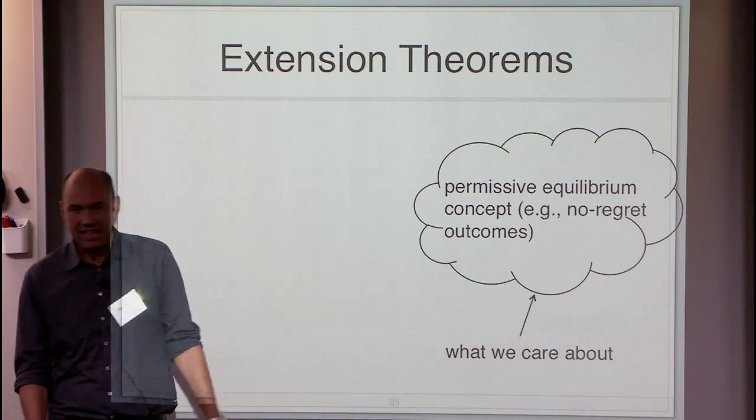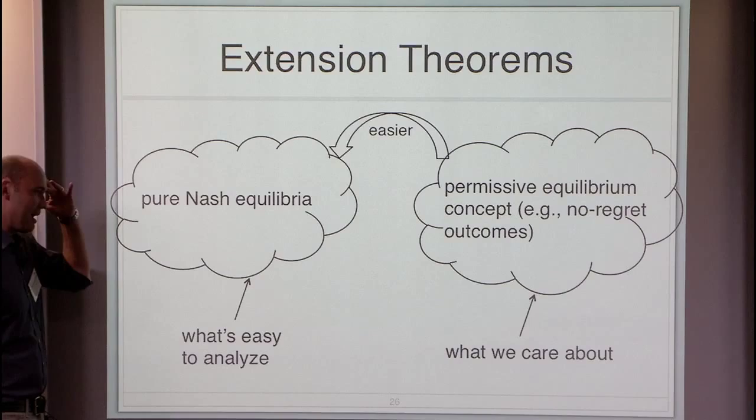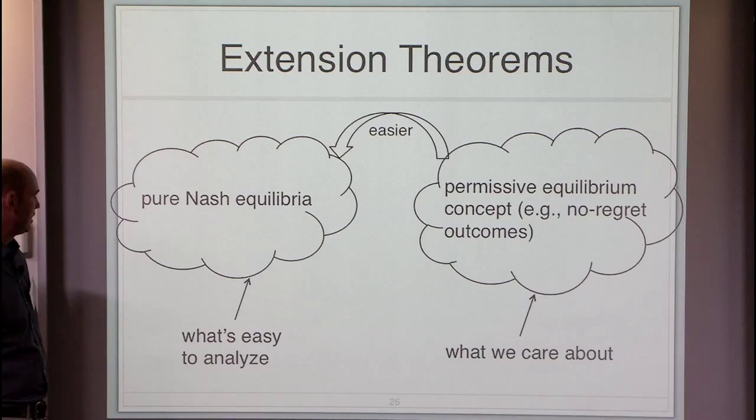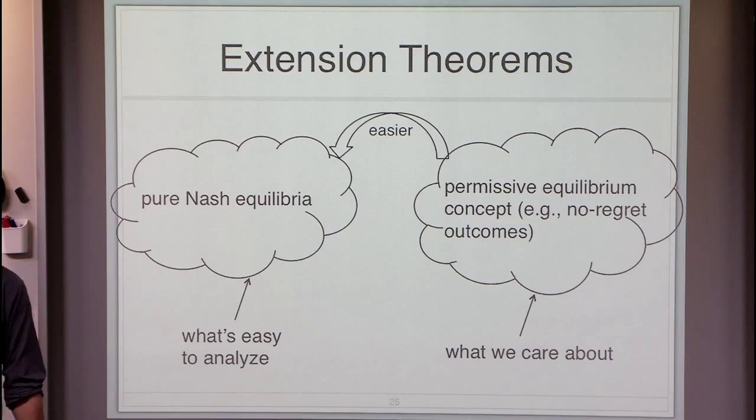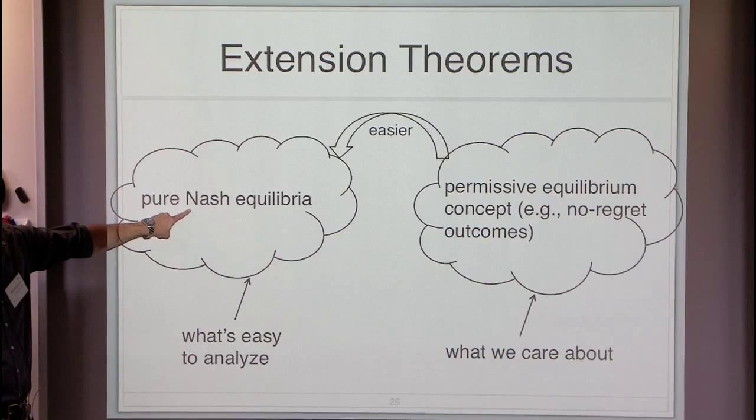Now, when we're tasked with actually proving the theorem, it would be much nicer if we didn't have to think about all these crazy distributions, okay? For mixed Nash equilibria, let alone correlated, coarse correlated, and so on. So boy, would it be simpler if we could just think about pure Nash equilibria. And indeed, this analysis is the fun part. This is where you learn what's special about your game when you just think about pure Nash equilibria.